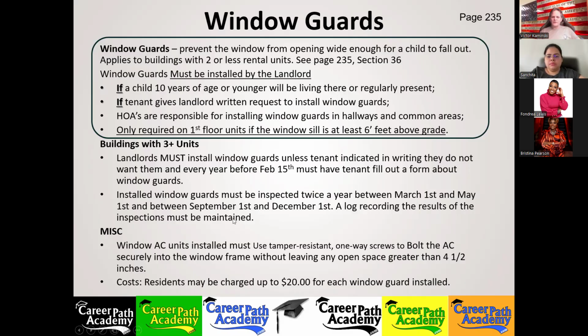Now, if somebody has window air conditioning units installed in the windows, those AC units must be installed with one-way tamper-resistant screws. So it's one-way screws. You need a special tool to get them out, in order to bolt the AC securely to the window frame as well as the window guards. They need to be installed with those special one-way screws as well. So there must not be a space greater than 4.5 inches that a child can slip through. And the landlord can charge the tenants up to $20 for each window guard installed.